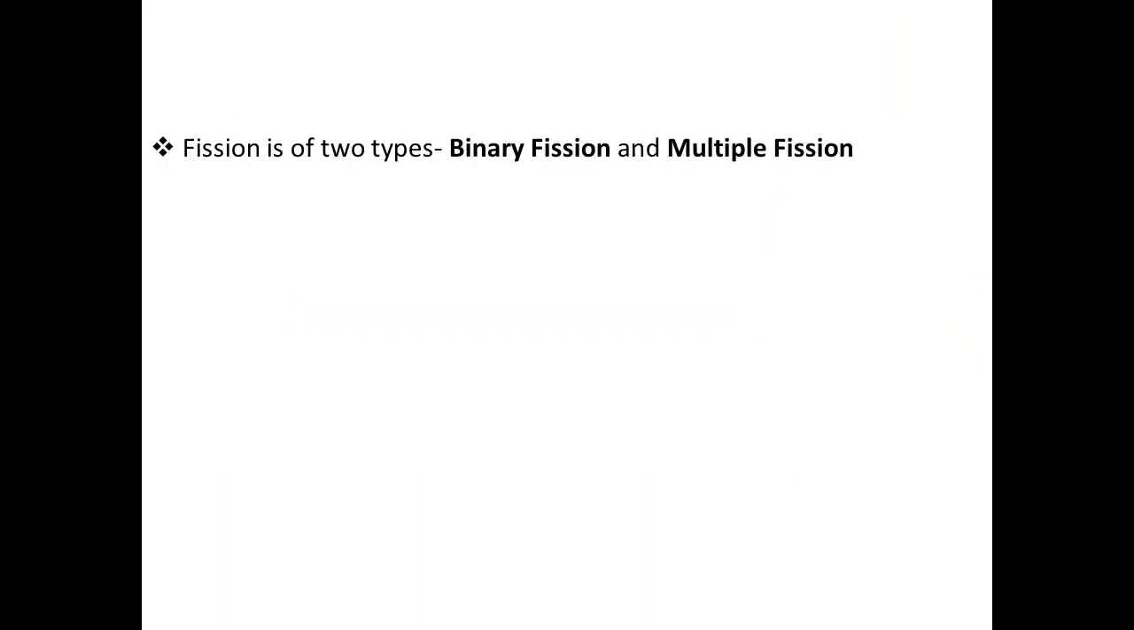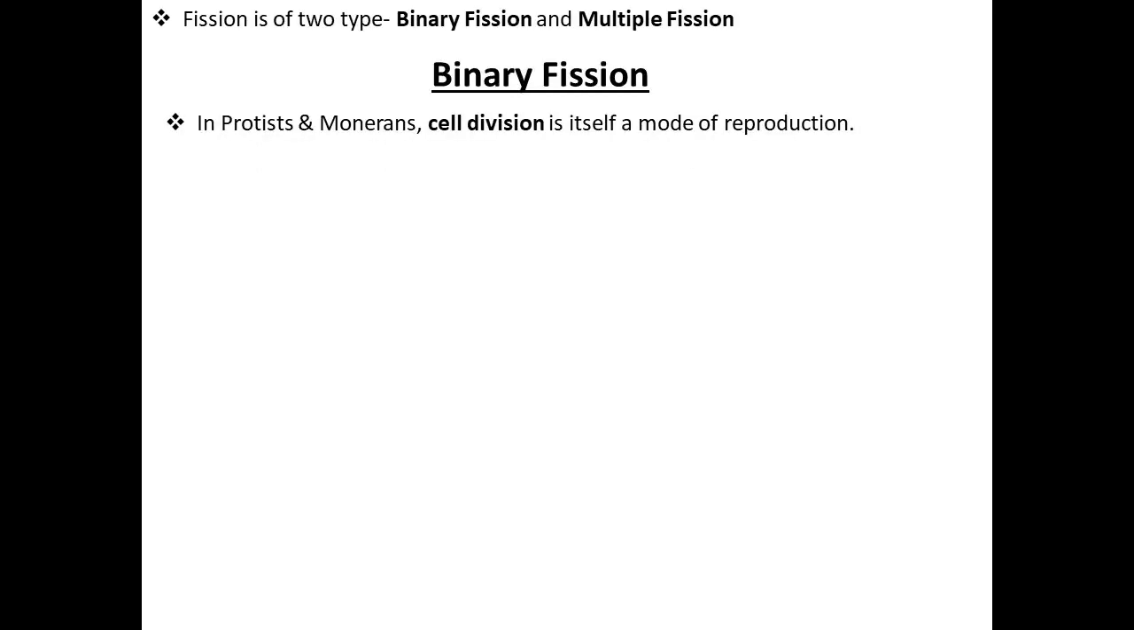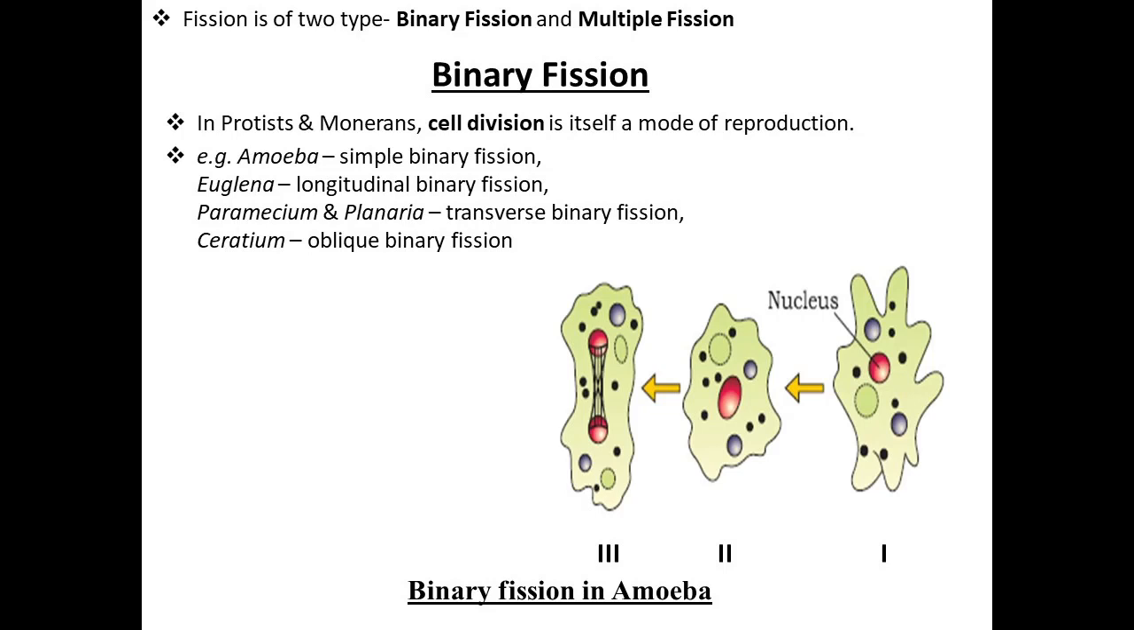Now starting with the details of asexual reproduction. Number 1, fission. Fission is of two types, binary fission and multiple fission. Binary fission is usually found in one-celled organisms belonging to the kingdom Monera and Protista. The example of Monera is bacteria and of Protista is amoeba.